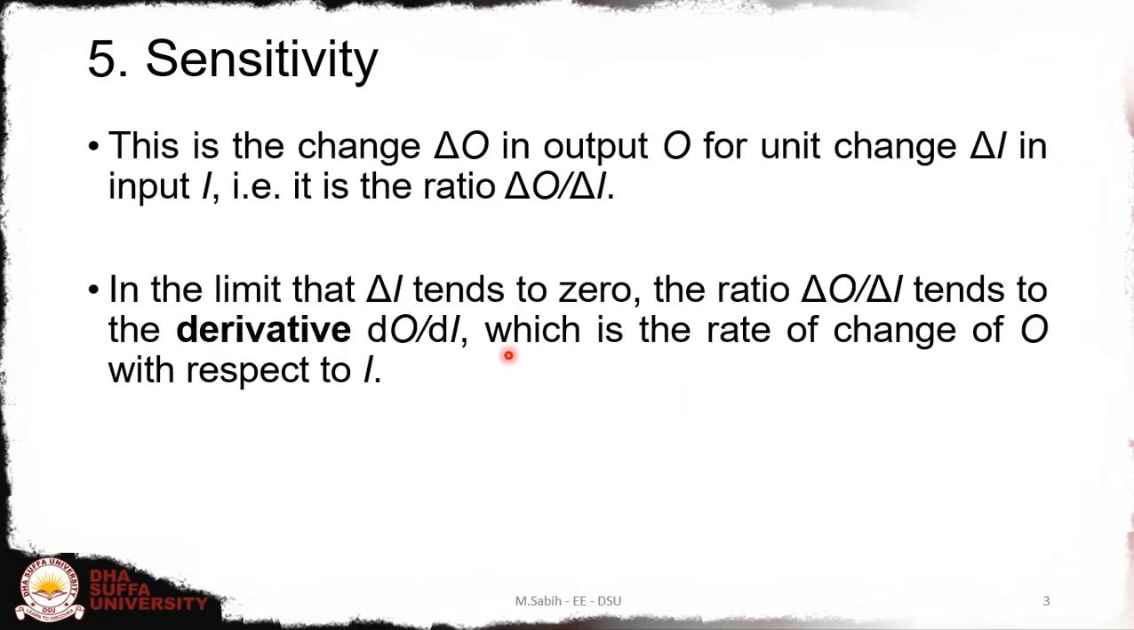Sensitivity. Sensitivity is the change in the output for unit change in the input. That is, it is the ratio. In the limit that delta I, that is the input, tends to 0, for example if we are looking at very small input change, this ratio delta O divided by delta I tends to the derivative, and this differential is basically the slope or the rate of change of output O with respect to input I.